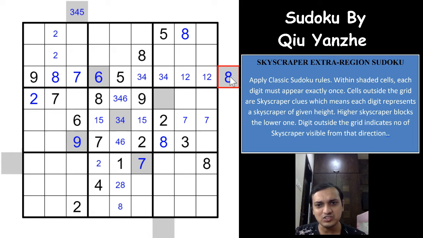Excellent. Now this 8 has 2 possibilities to go for the skyscraper clues. Either 1, 2, 4, 3 or 2, 1, 3, 4. Both the ways the 8 will be fulfilled. So we are not sure which way it will go, right? And now if you see, we can directly eliminate 5 as also not being the skyscraper clue.